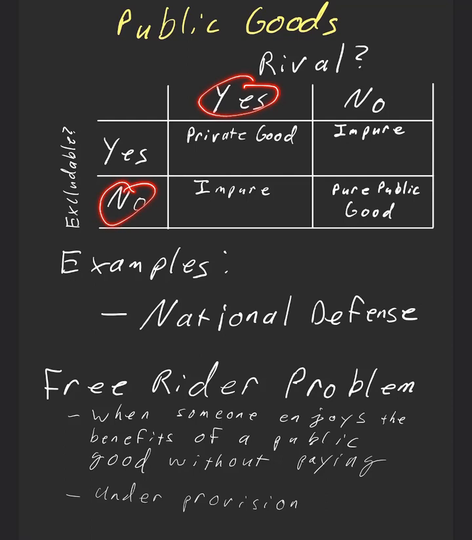Okay, so then we have some goods that are rival, yes, rival, not excludable. We call those impure public goods. So some things are rival, but not excludable. Some things are excludable, but not rival. Those are both examples of impure public goods. Well, we'll get some examples of that here in a second.